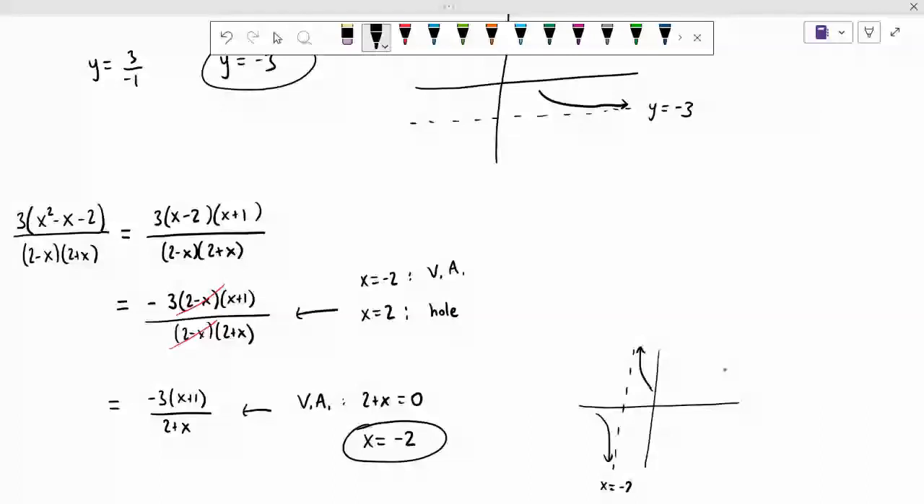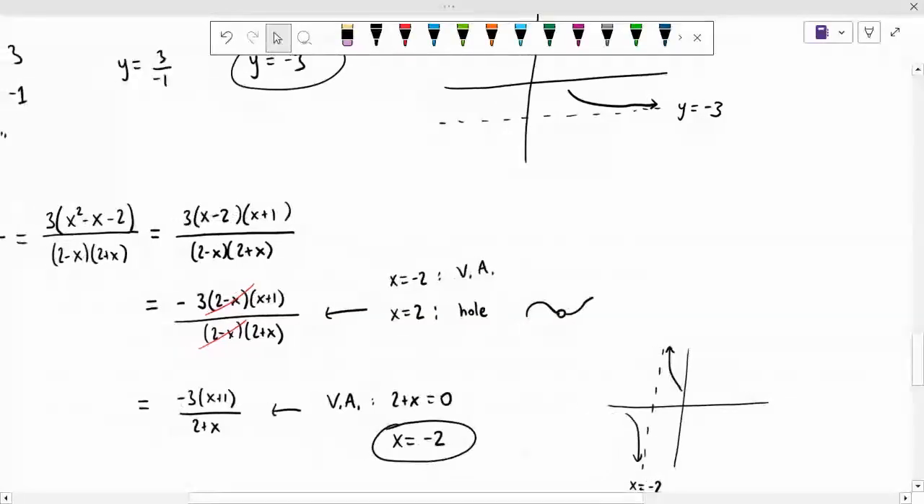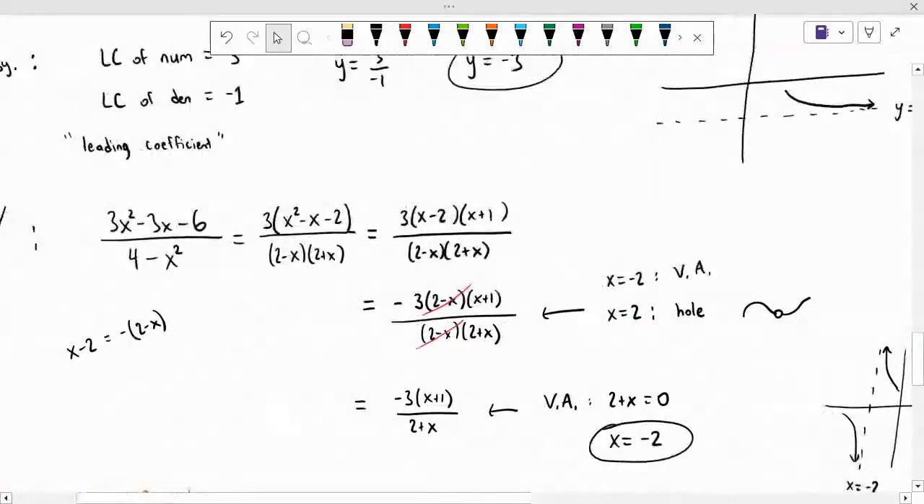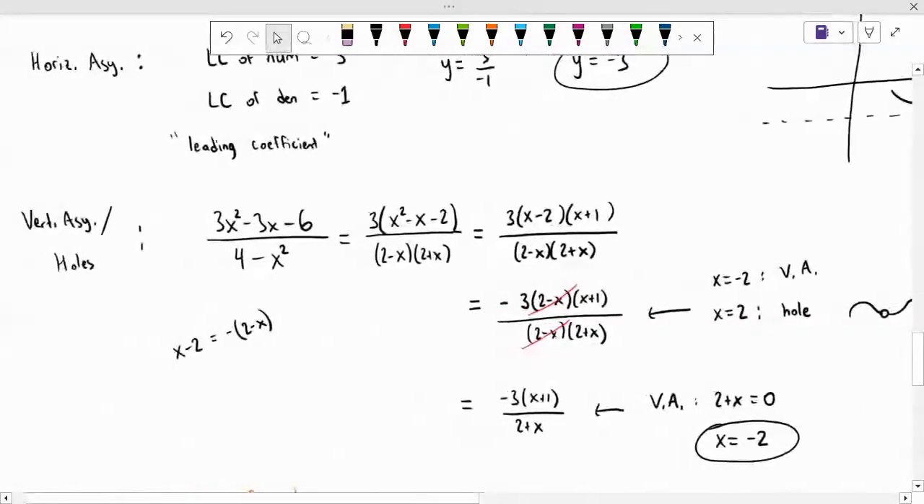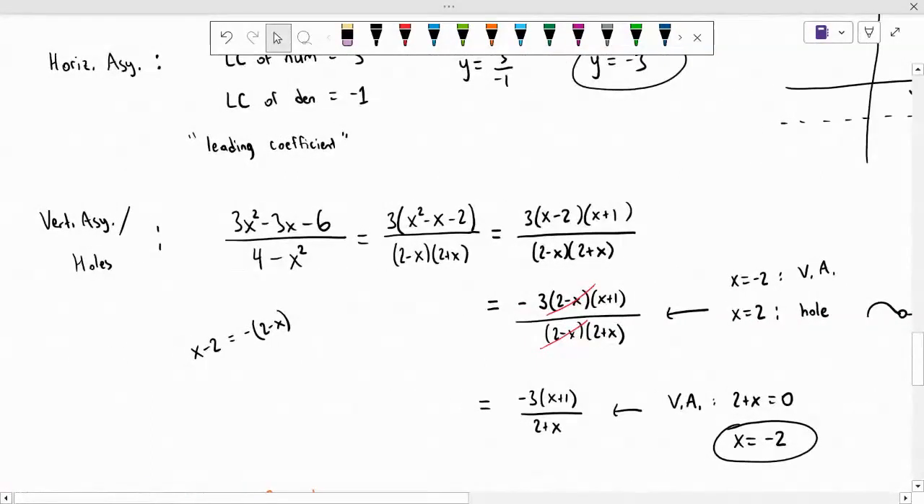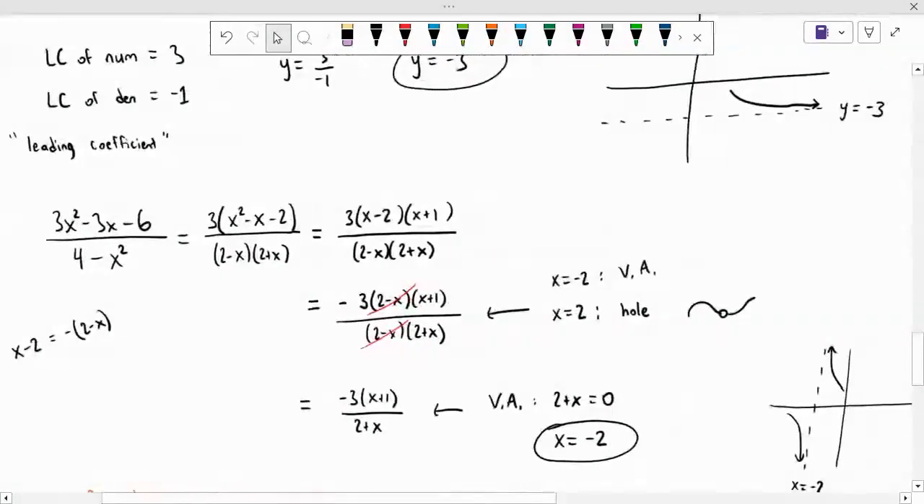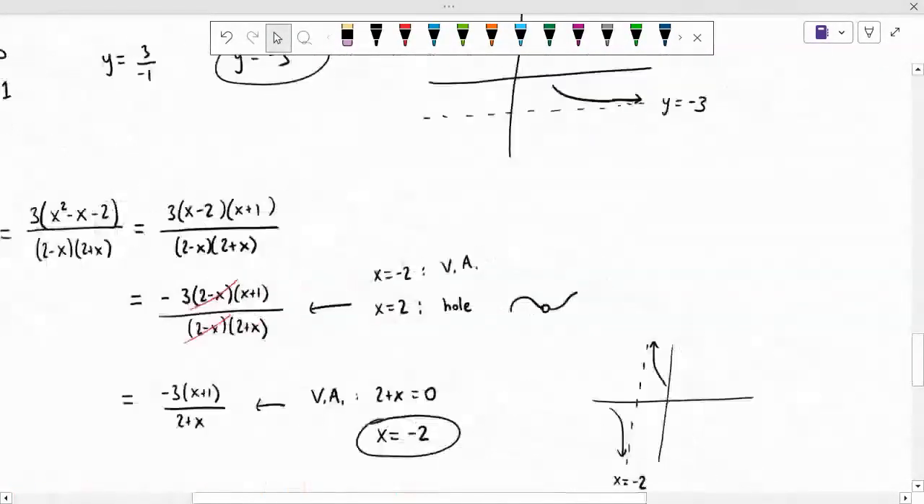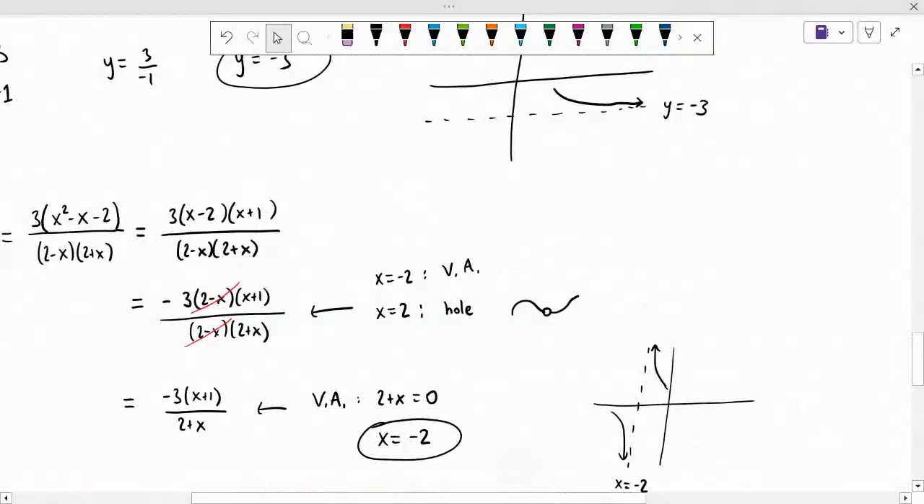Graphically, what the hole looks like is, the graph will do something like this where it has a hole at that one value. That's what's going on. So that was an example of a rational function, finding the domain, horizontal and vertical asymptotes, and then finding any holes in them.